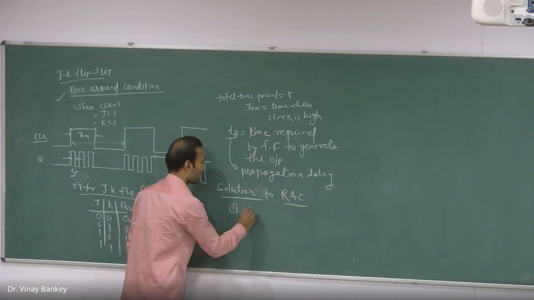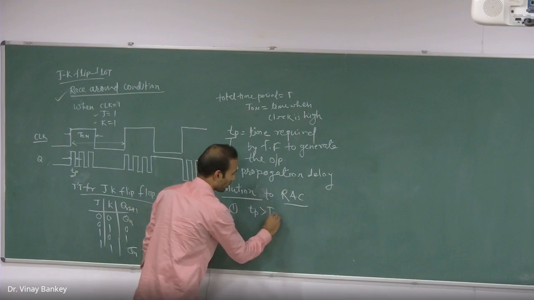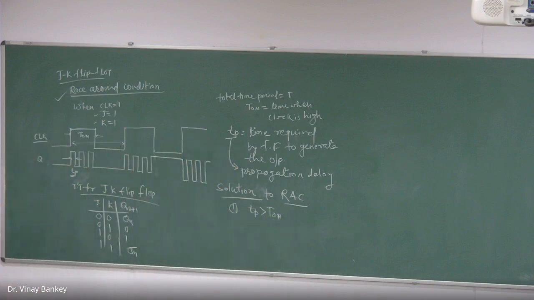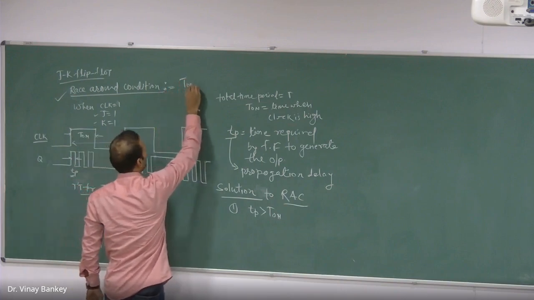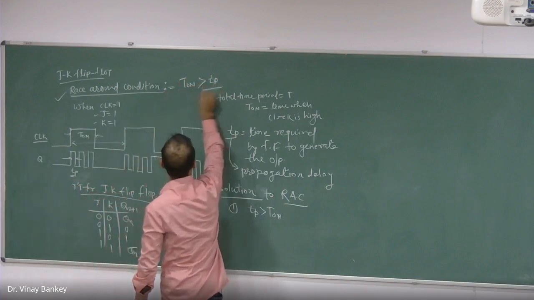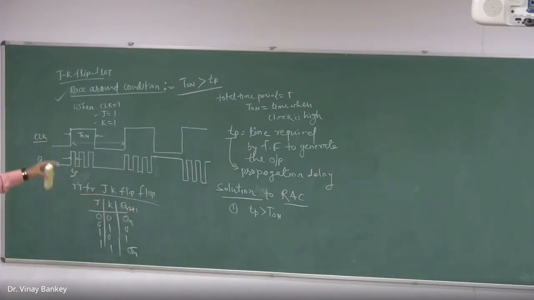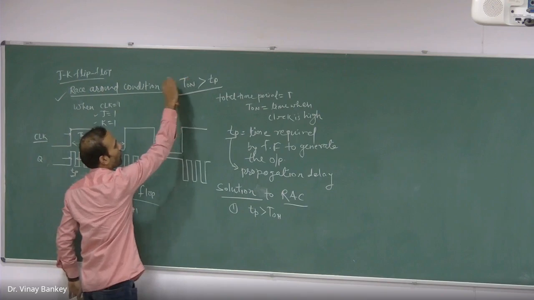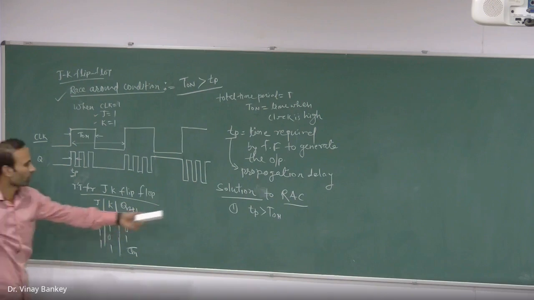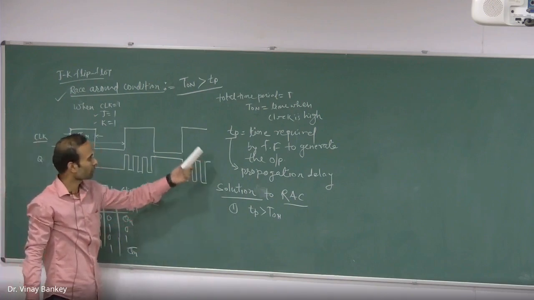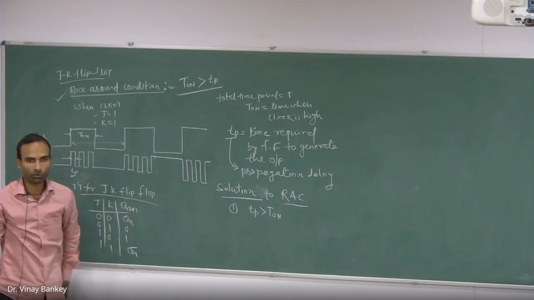The first solution can be: if TP becomes greater than this T on, then this race around condition will not occur. In a competitive exam, they may ask when the race around condition occurs. The race around condition occurs when my T on is greater than TP. This is the time duration for which the race around condition occurs in the JK flip-flop. So if we can do this, then our problem will not be in the JK flip-flop.